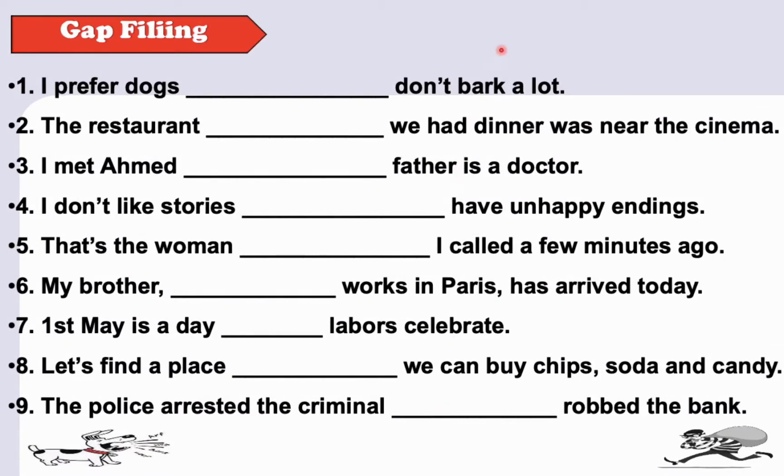So, gap filling. Now you need to fill the blanks with the appropriate relative pronoun: who, whom, where, when, whose, etc. Number one, I prefer dogs that don't bark a lot. So dogs. Is it animal or what? Good, it is animal. So what is the relative pronoun that we use with animal? Which, very good. Or that.